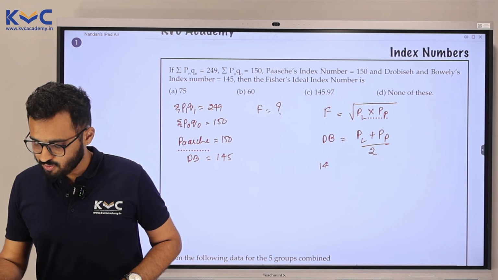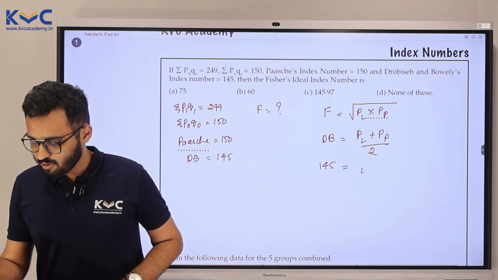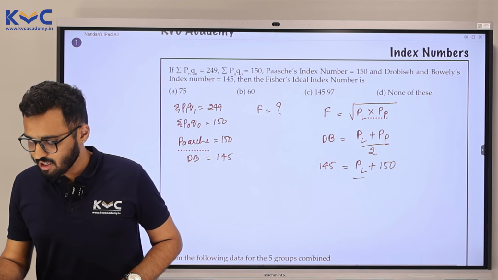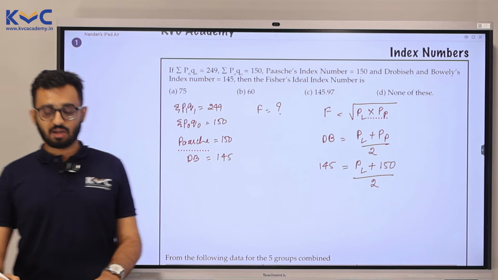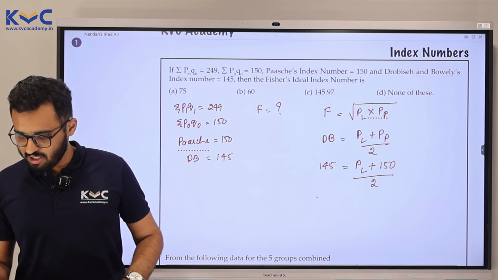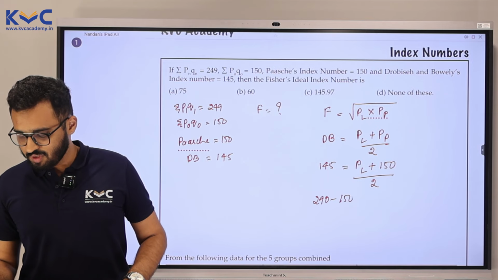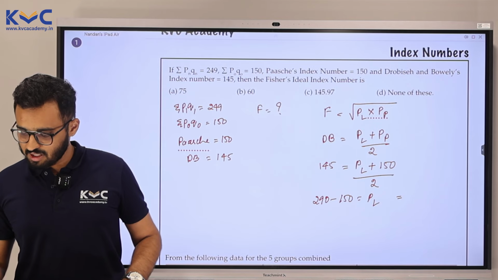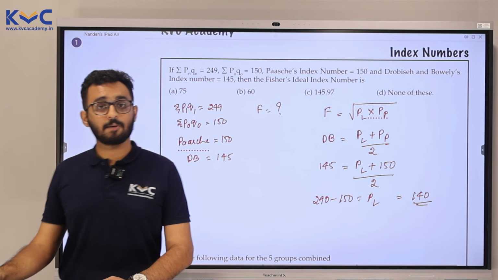Correct. I know Dorbish-Bowley is 145. Laspeyre I don't know. But Paasche I know, right? Paasche is 150 divided by 2. Correct. So what will be Laspeyre? 145 into 2, 290 minus 150 is equal to Laspeyre. 290 minus 150. So Laspeyre is 140.